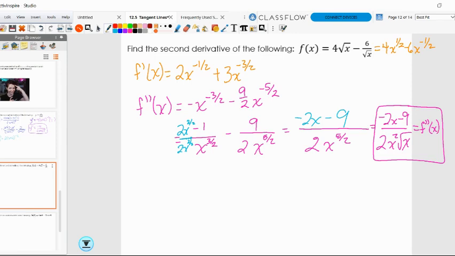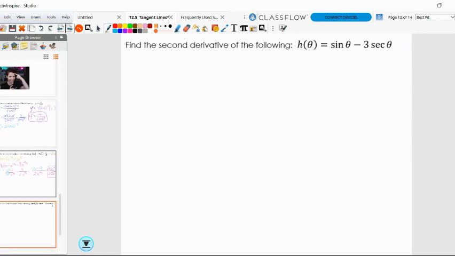Okay, let's try one last one. Find the second derivative of the following. Good, we get to practice some trig functions, so that'll be good. Let's go ahead and get started on that one. They want the second derivative, so we're going to start with the first derivative.